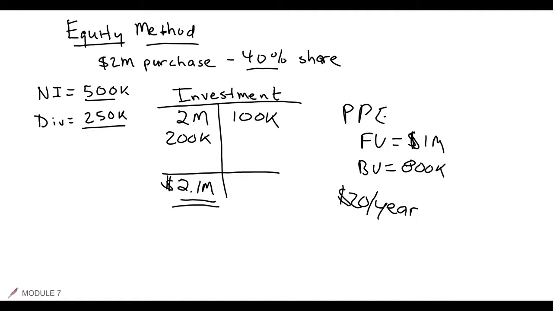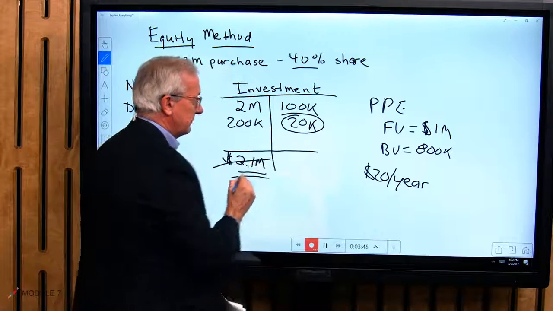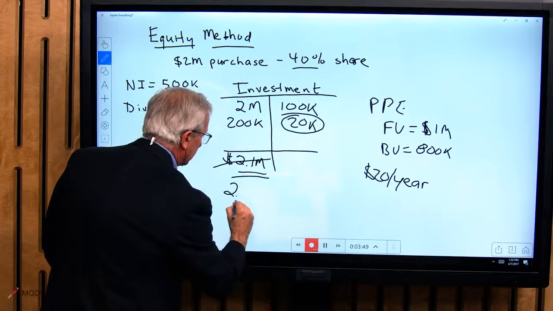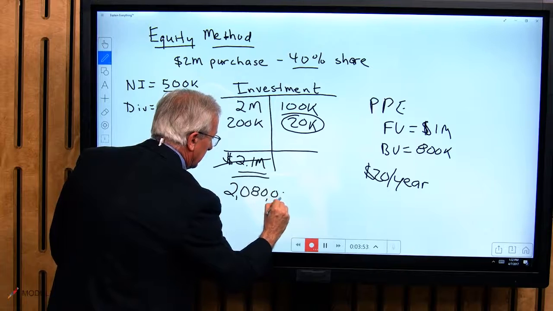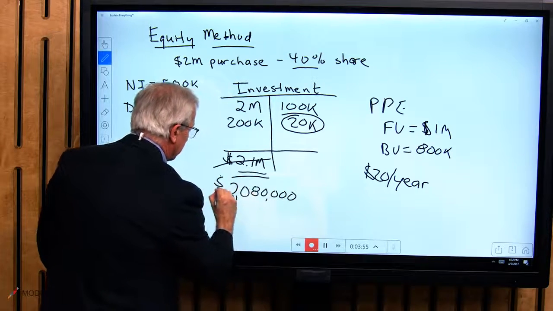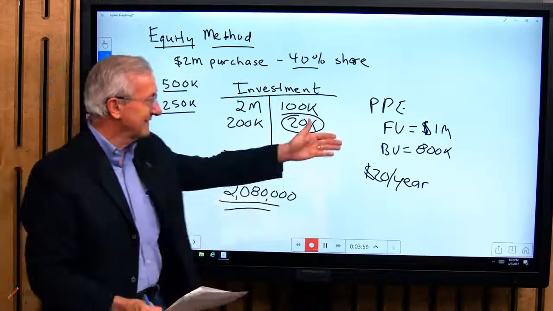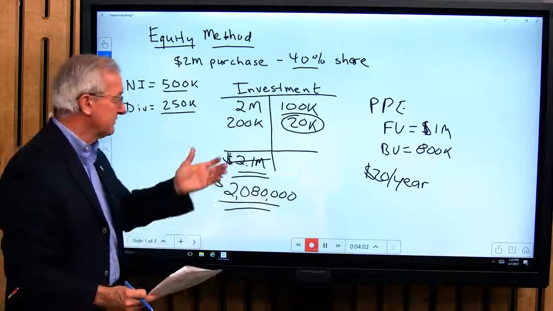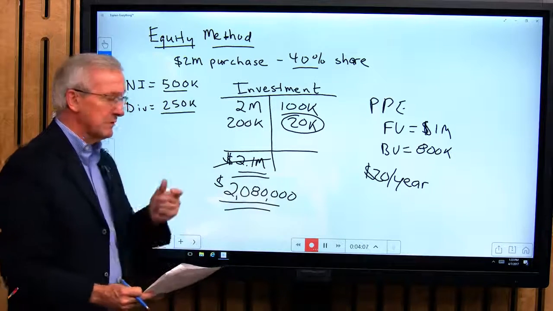How does that affect my overall investment? Well, I have to reduce my investment by $20,000, and that changes my final balance to $2,080,000, which is basically only the $20,000 reduction, and we'll have to do that each of the next 10 years to reflect that amortization of the differential. So that's that confusing term. It basically reduces my investment by that difference of the asset value between book value and fair value.